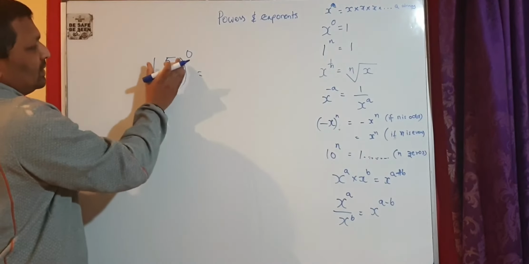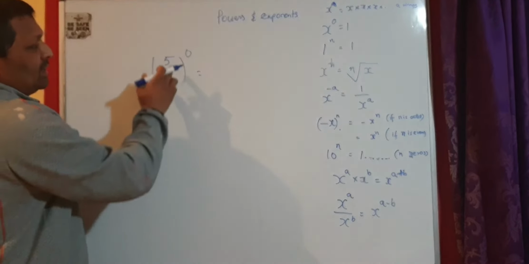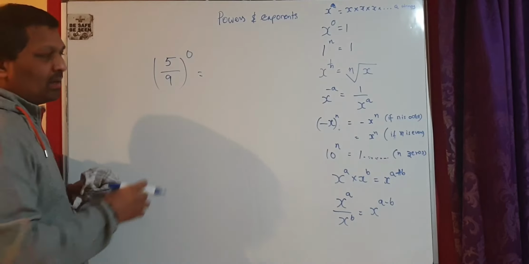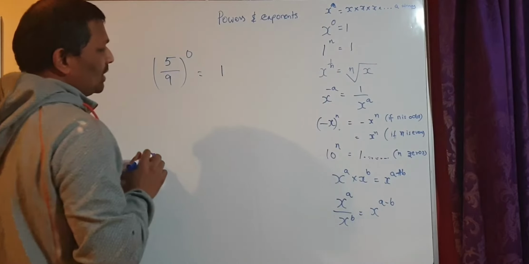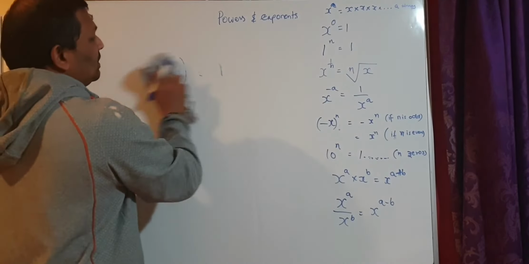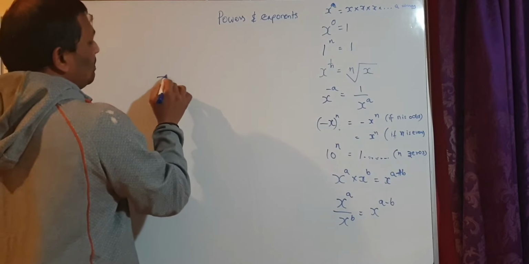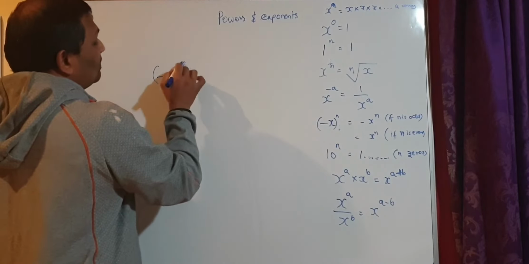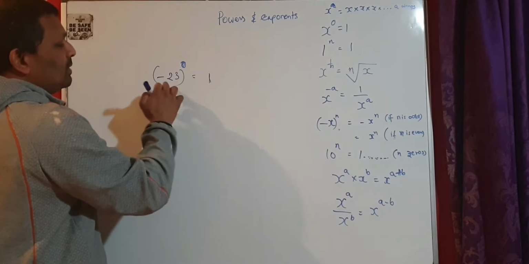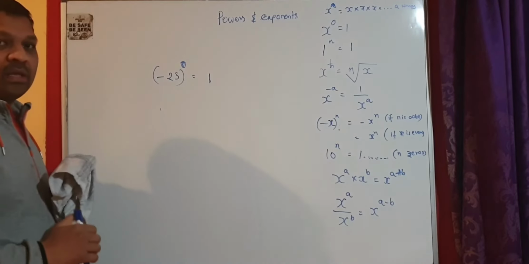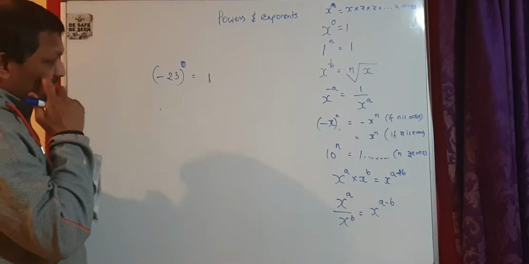What is there as a base? Okay, it is a fractional number, but you don't have to worry. Any number that is raised to the power of 0, the answer is 1. Okay, and for example, I'll say minus 23 whole to the power of 0. What is the value of this one? It's again 1. It's a negative number, but don't worry, it's raised to the power of 0, the answer is 1.